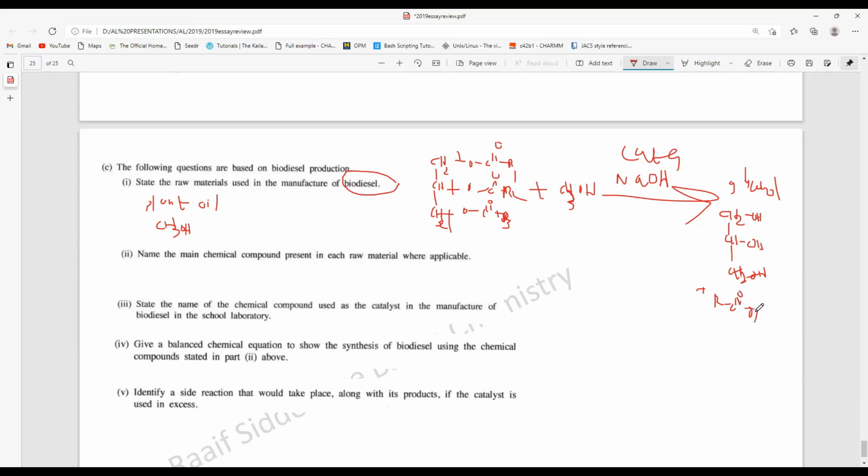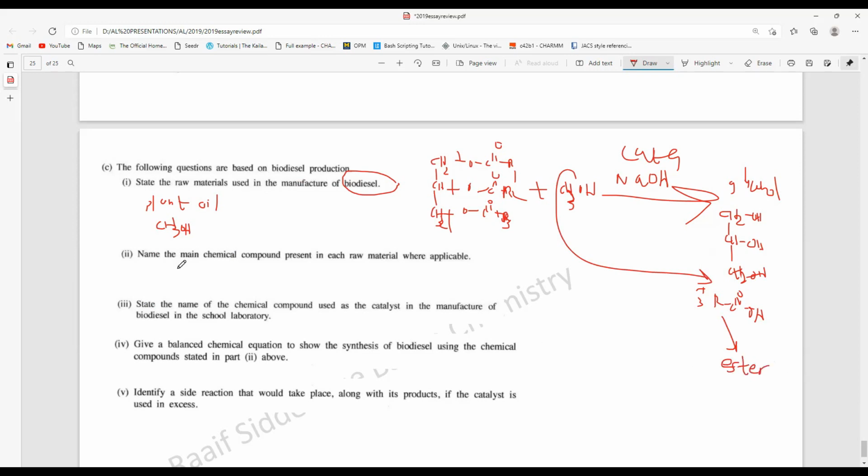Plus there will be RCOOH, three times RCOOH. If this is R1, R2, R3, then R1COOH, R2COOH, R3COOH. So that is good. This is what is normally called the initial process that is going to form. And then since you are adding this methanol, it will react with this one and form the ester product.